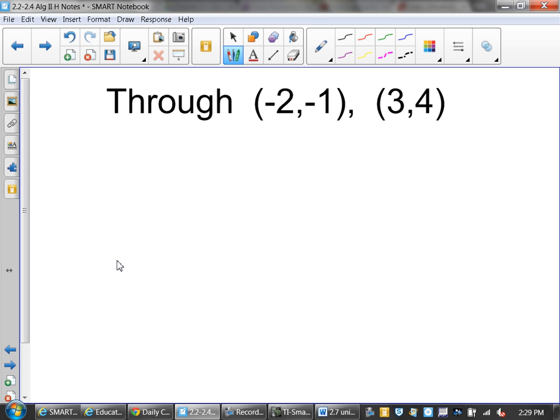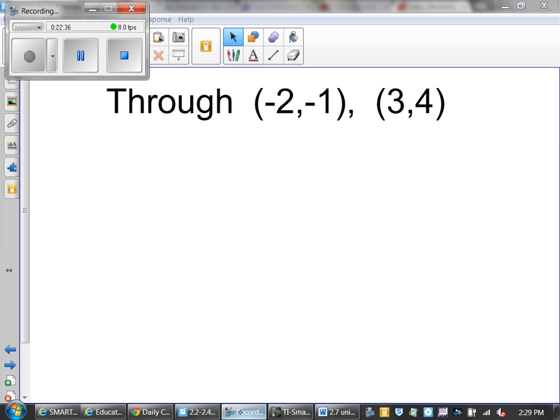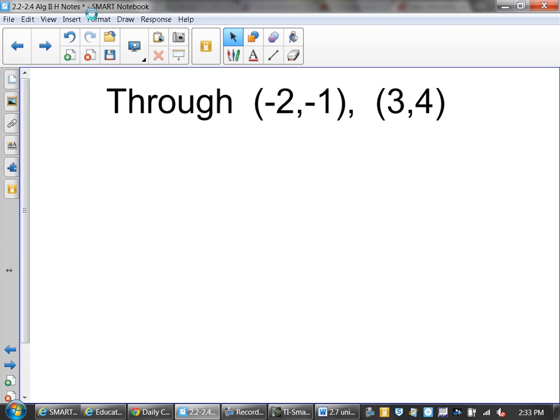All right, take a minute. Do this one. Give me an equation in slope intercept form given the fact that you know 2 points.